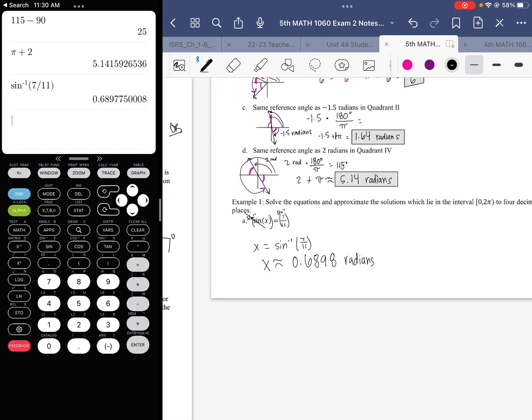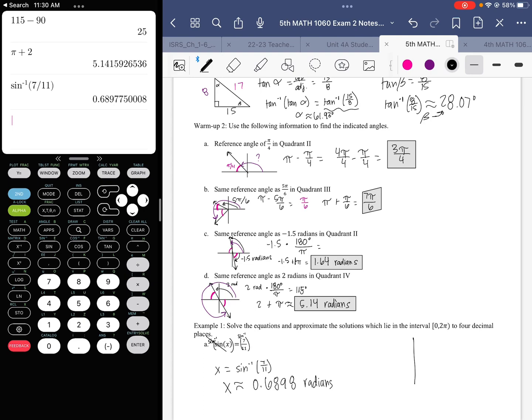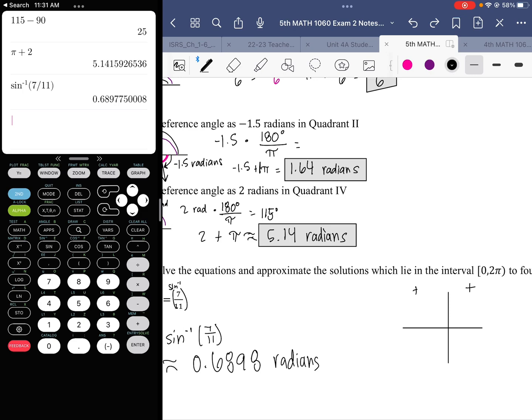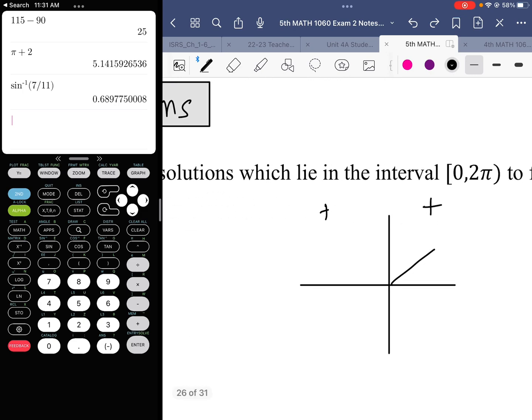But, way to think about this. Where could sine be positive? Sine could be positive here or here. All students take calculus, right? So this is true, that for it to equal 7 over 11, it would be over here. This is the one we did, okay? So sine would be 7 over 11. Perfect. But there is another angle in which this is true for.